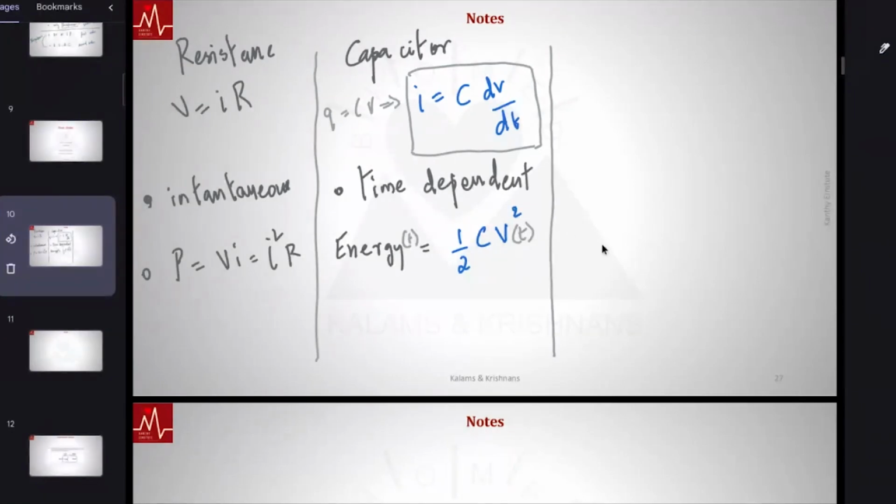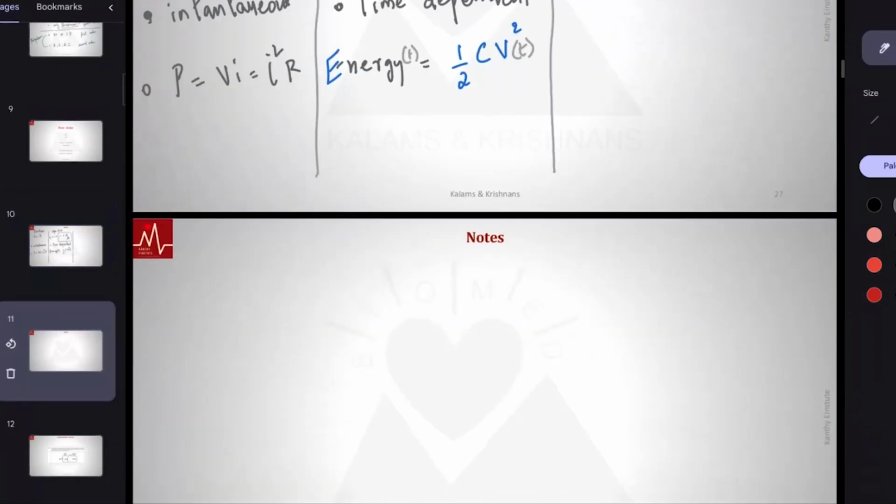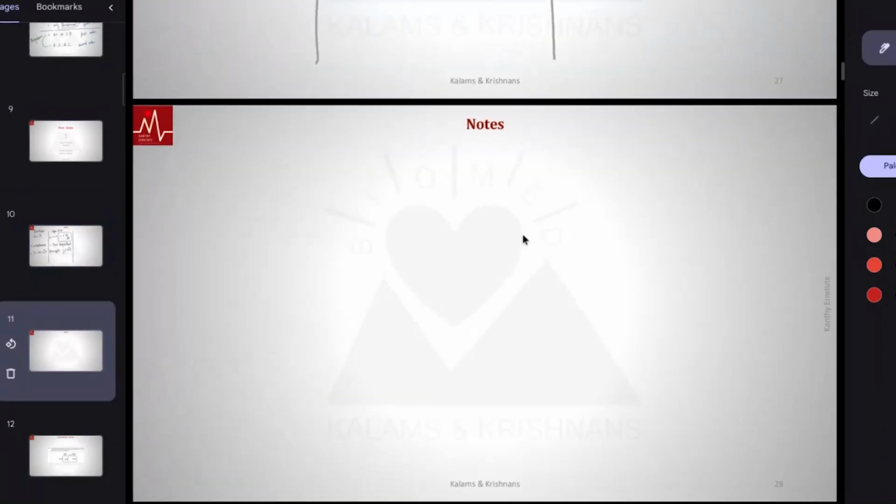This is half CV square. And let's also do one more thing. I may have to extend the notes here, so let's continue it on this page.